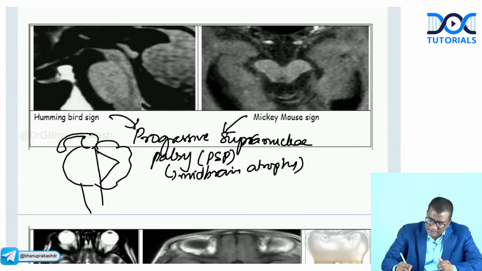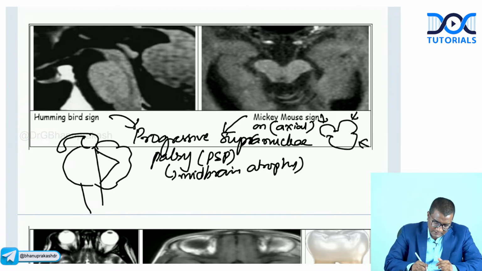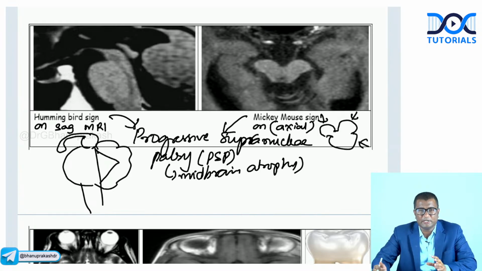And your Mickey Mouse sign, you have a rounded appearance of the cerebral peduncles. So there will be rounded appearance of the midbrain, giving a Mickey Mouse appearance on an axial MRI. So Mickey Mouse appearance on an axial MRI, and this hummingbird sign on a sagittal MRI brain is suggestive of progressive supranuclear palsy. So progressive supranuclear palsy is a condition which is associated with midbrain atrophy. So it will produce what is called as hummingbird sign on sagittal MRI and a Mickey Mouse appearance on an axial MRI.